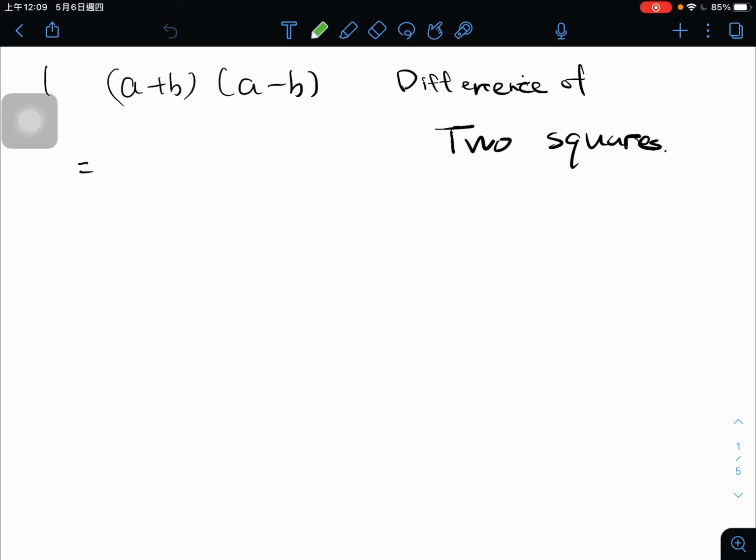Today I want to teach you something new, the difference of two squares. You can see that it is a new identity we will learn today: (a + b) times (a - b). So just multiply them.